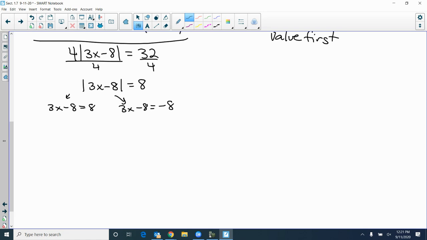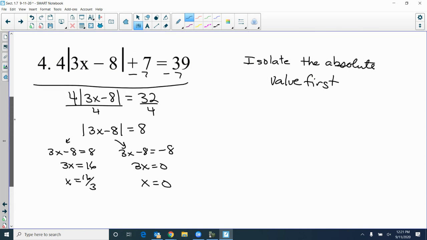All right, what do I get when I add 8? I get 16. Divide by 3, 16 thirds, and then add 8, you get 0. And then I get x equals 0.